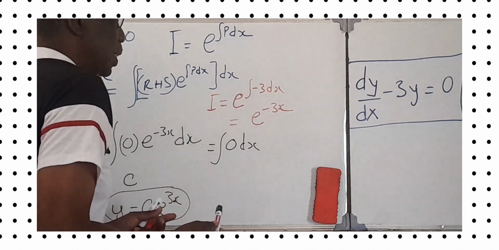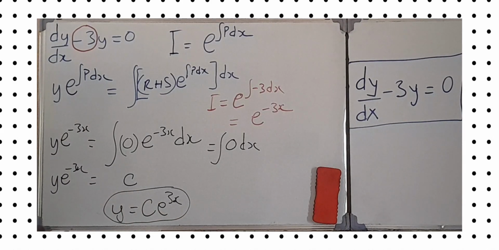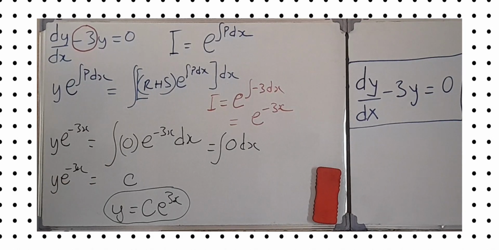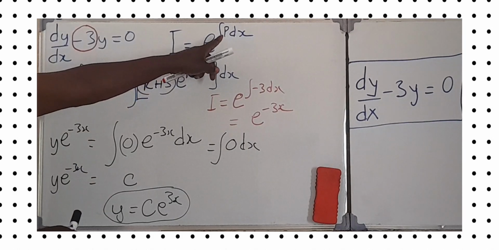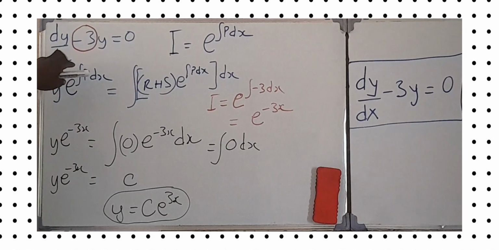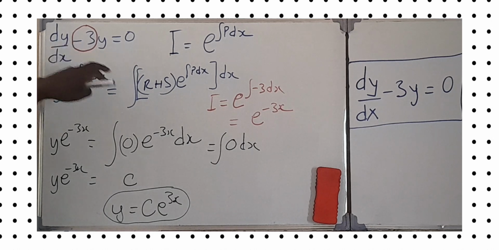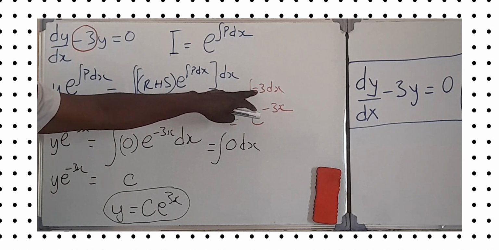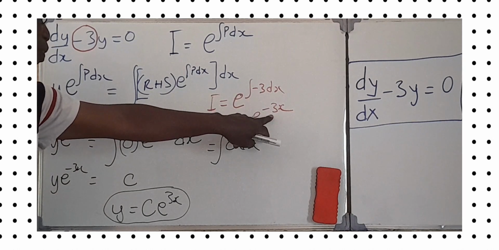Let's go step by step with what we have done. First of all, we must find our integrating factor. Our integrating factor is e to the power integral of p dx, where p is the function multiplying y. In our case, it's just a constant, it's minus 3. So our integrating factor becomes e to the power integral of minus 3 dx, which simplifies to that.